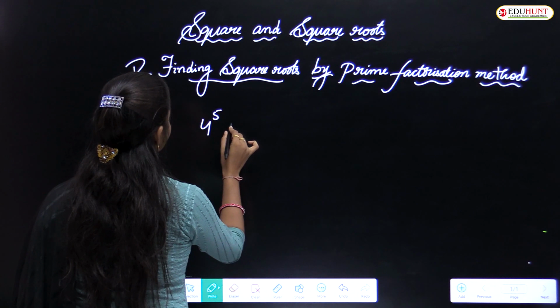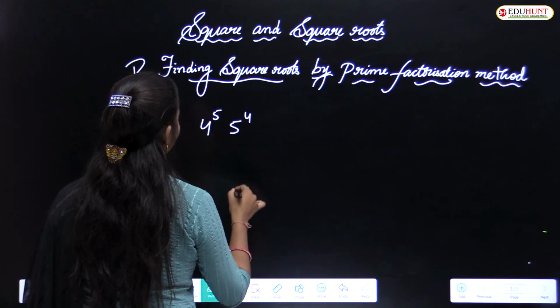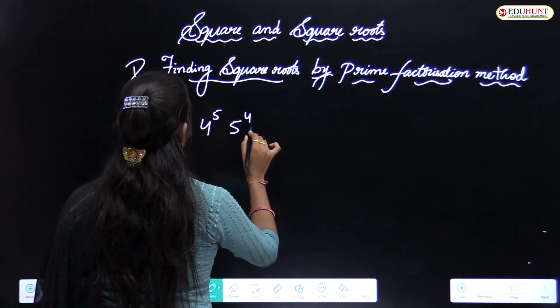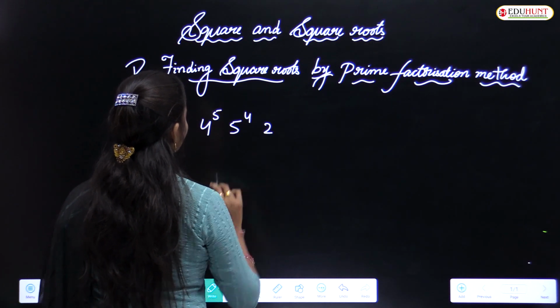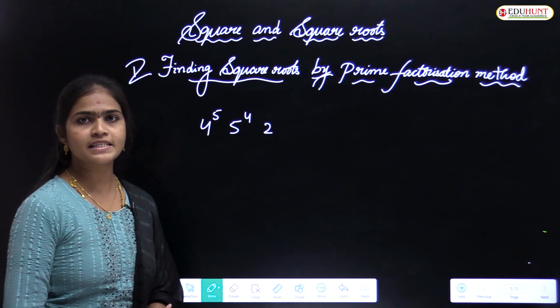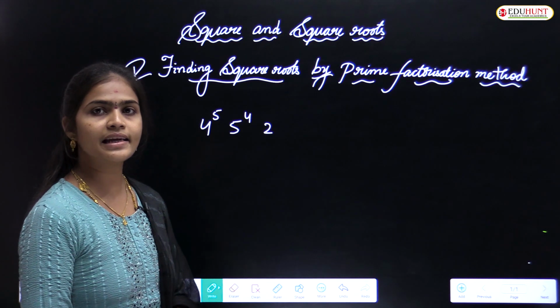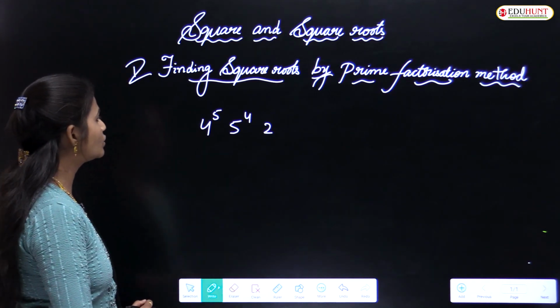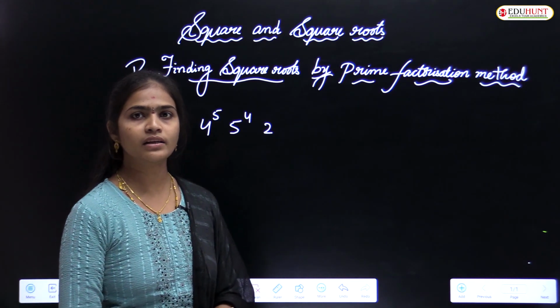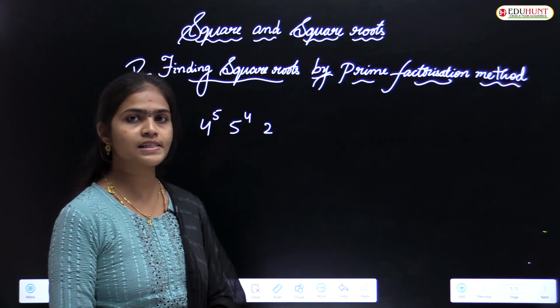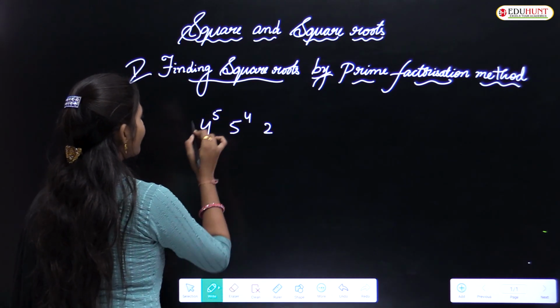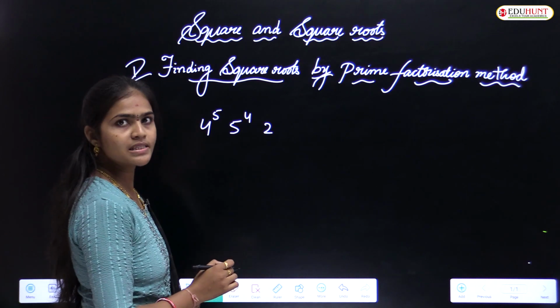4 power 5, 5 power 4, okay, 2. Is it a perfect square or not? My doubt here. So it is a perfect square. How can we say that? Here 2 power 5 is there.